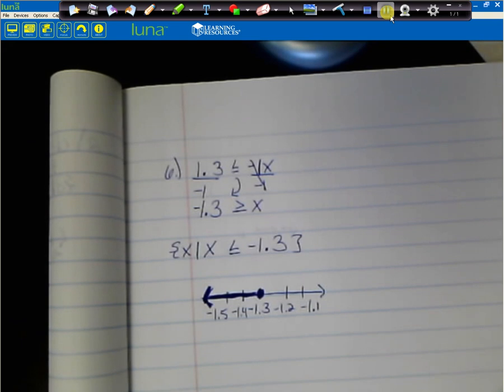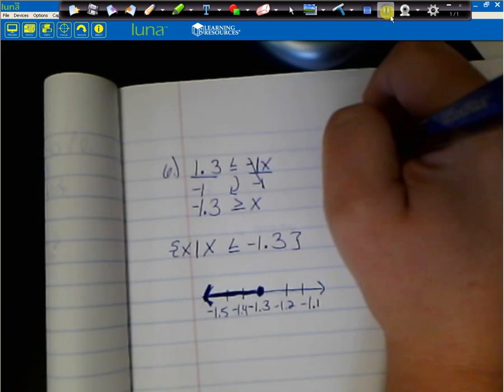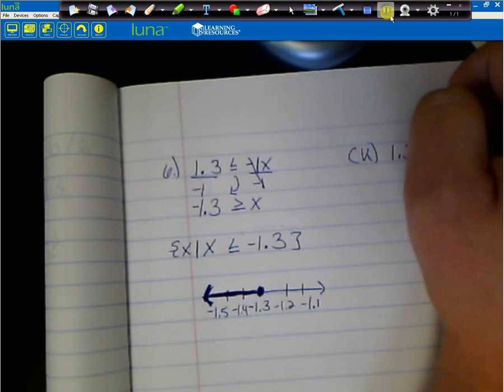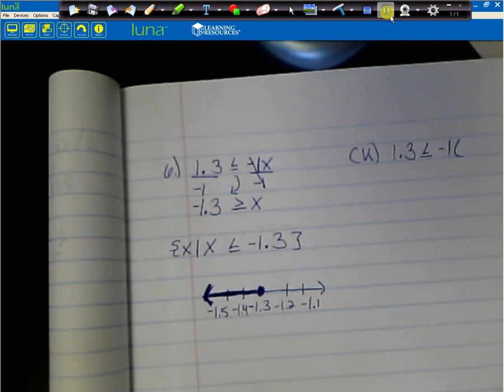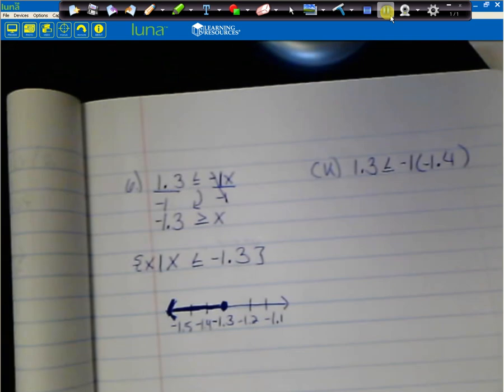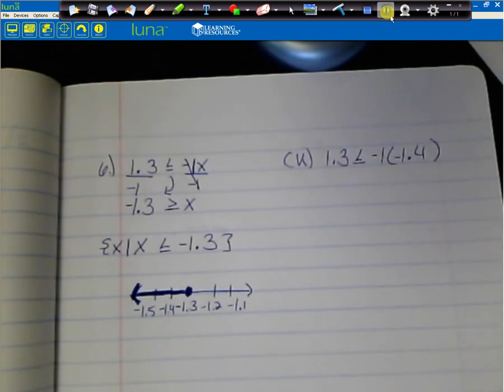So there's my solve, set, graph. Now finally I'm going to check it. I'm going to go back to my original, before I divided anything, before I flipped my symbol. And again, I'm not going to pick negative 1.3 to check with. I'm going to pick a different number that's in my shaded region. So I'm going to pick negative 1.4. Again, this is just so that it lets me know that I shaded the correct direction.